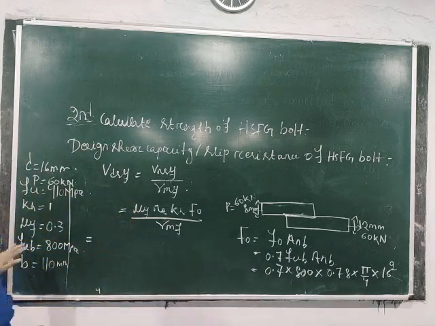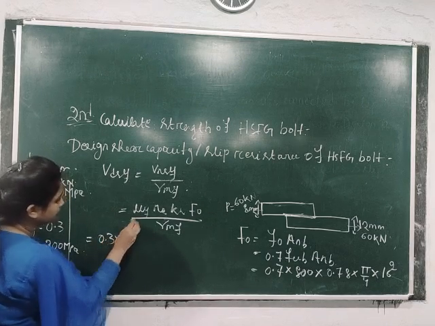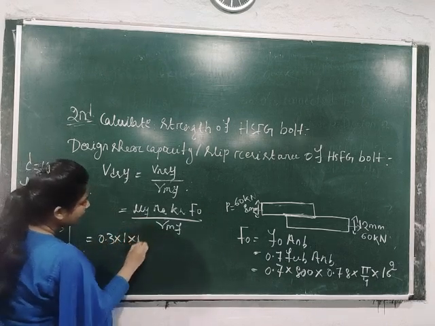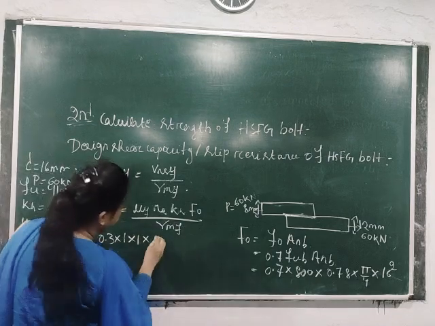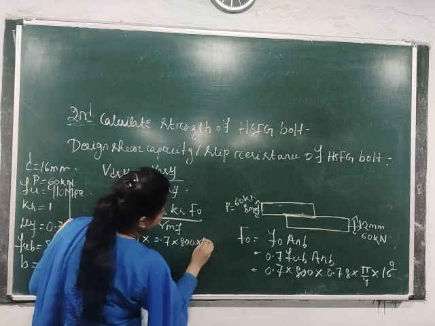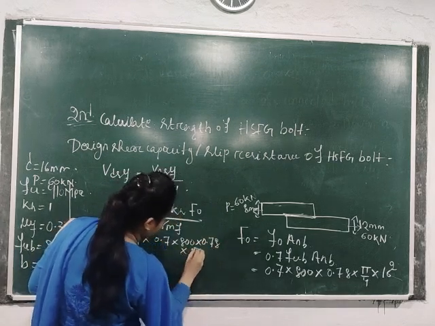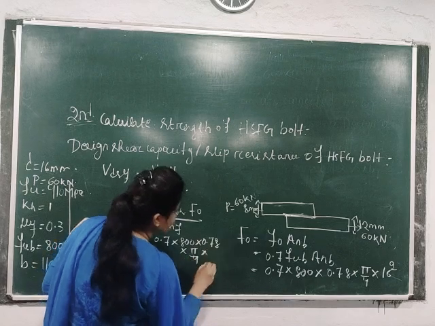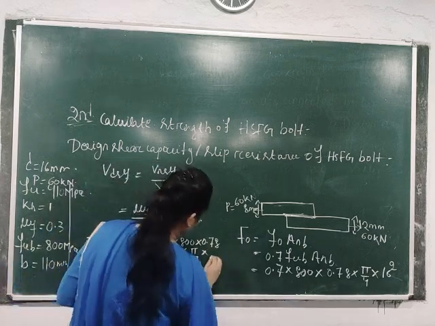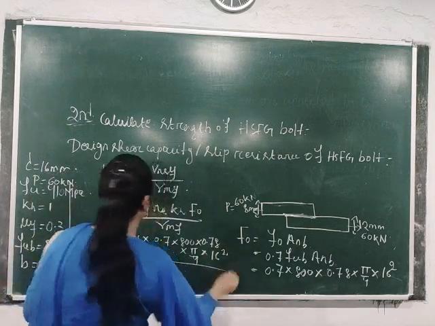So the mu f is 0.3, then Ne is 1, Kh is 1, then F naught, that is 0.7 into 800 into 0.78 into pi by 4 into d square, that is 16 square, then gamma mf.